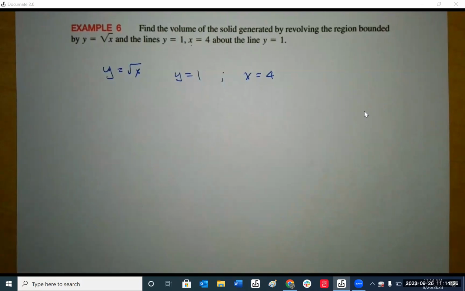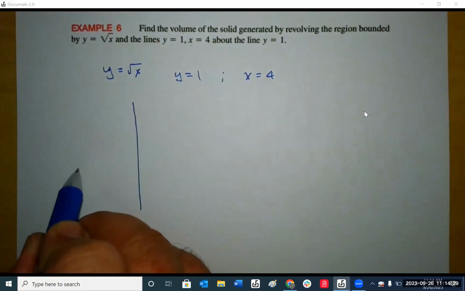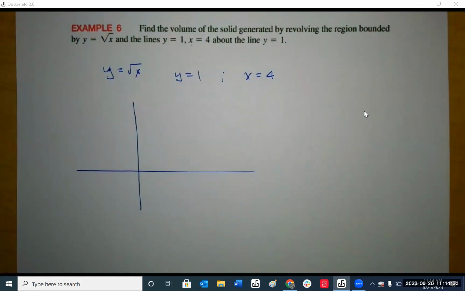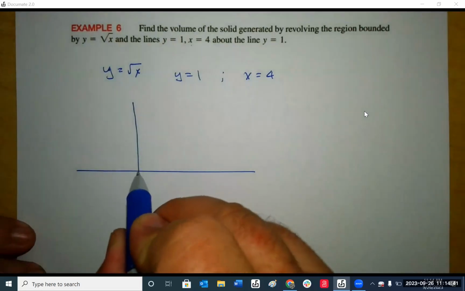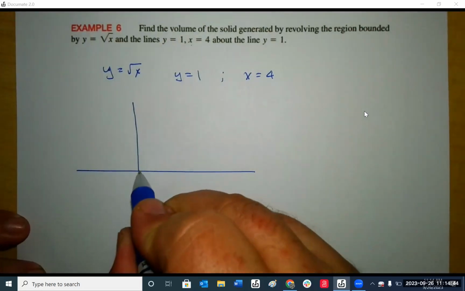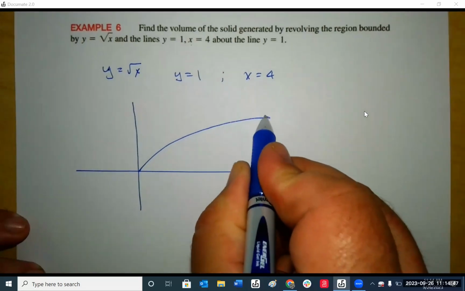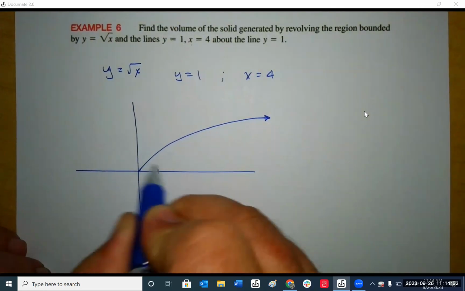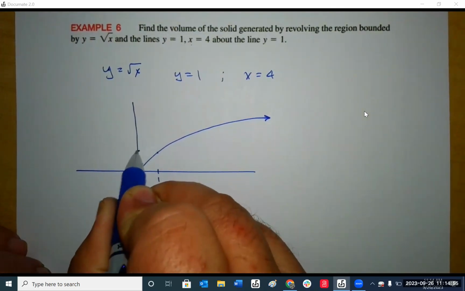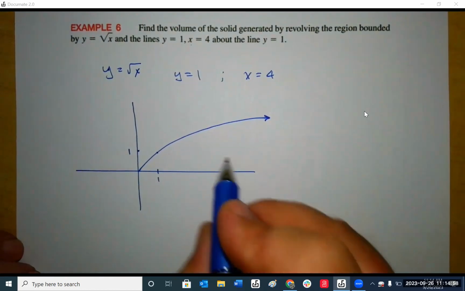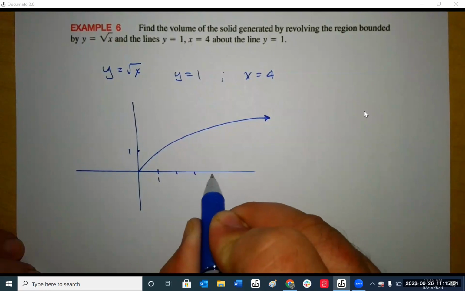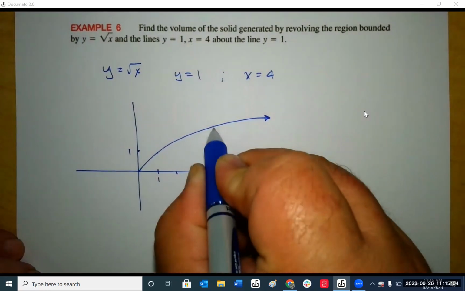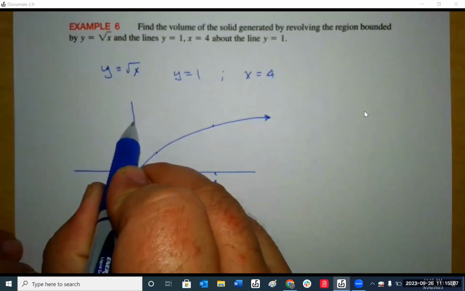So what does that mean? Let's look at our picture. What's our graph look like first? Right, so it looks like that. When x is 1, y is 1. 2, 3, 4. When x is 4, y is 2.